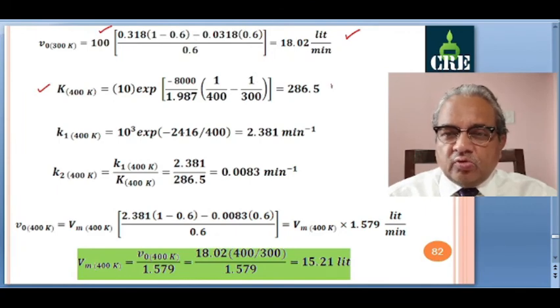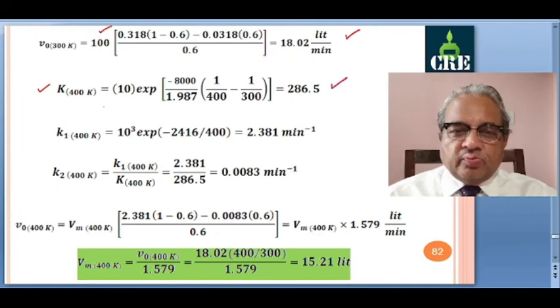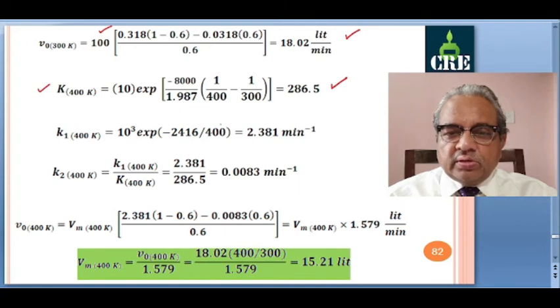So this K value we get 286.5 at 400. Similarly, you find K1 rate constant at 400. So simply this T is replaced by 400, and this value you get 2.381 minute inverse. K2 you can find out K1 by capital K, and that comes out to be 0.0083. Okay.